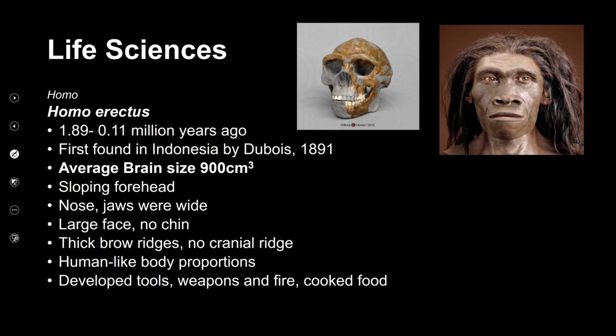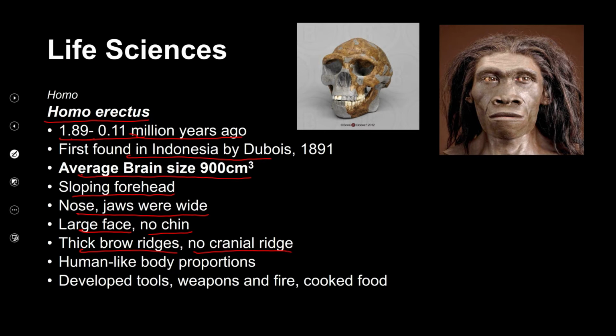All right, then we're going to have a look at Homo erectus. Homo erectus lived about 1.89 million to 110,000 years ago, and they were first found in Indonesia. However, their brain capacity, you can see, is a bit larger. They have a sloping forehead. The nose and jaws were wide. They had a large face, no chin, thick brow ridges, no cranial ridges.